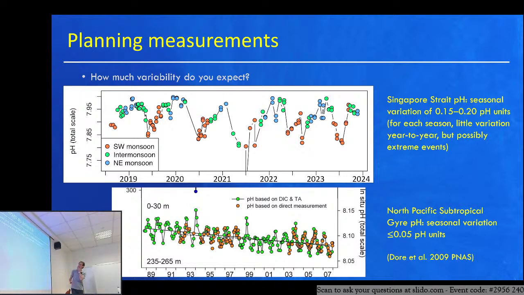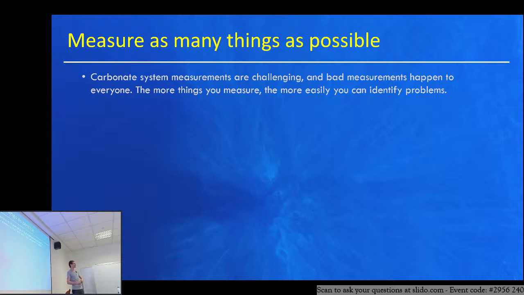Now here's that point, right? The more things you measure, not only in the sense of if you've got a time series going, the more valuable your time series will be and the better your understanding will be, but it also provides a way of quality control. Carbonate system measurements are challenging. Bad measurements will happen. They happen to us. They will happen to you. And if you've got more things measured, it can help you identify what the issue might be.